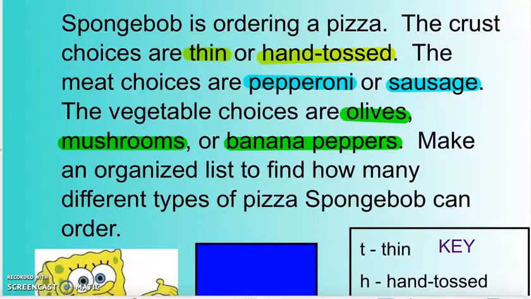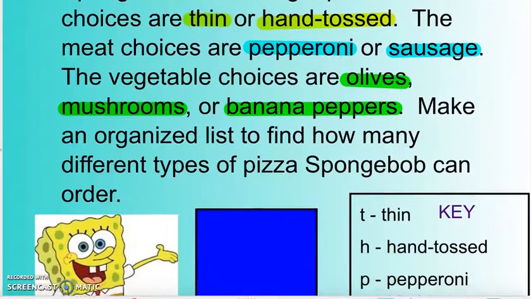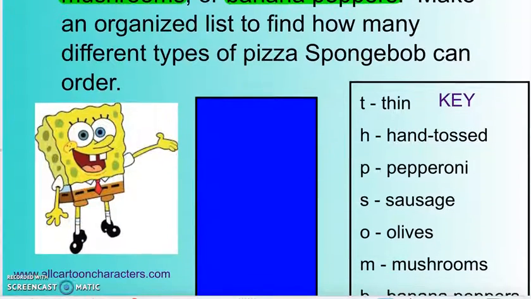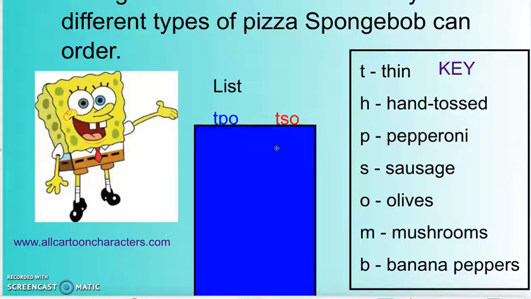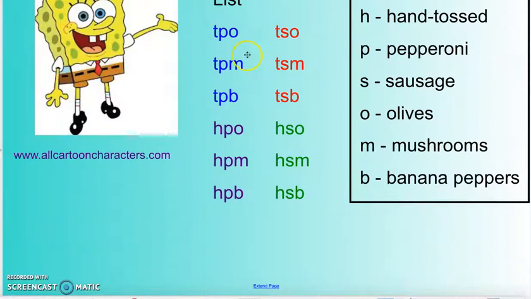First of all, let's make a key so that we don't have to keep writing the same words over and over again. So I'm going to put T for thin crust, H for hand-tossed, P for pepperoni, S for sausage, O for olives, M for mushrooms, and B for banana peppers. And then I'm going to start making a list. The first thing is I'm going to start with T for thin crust.